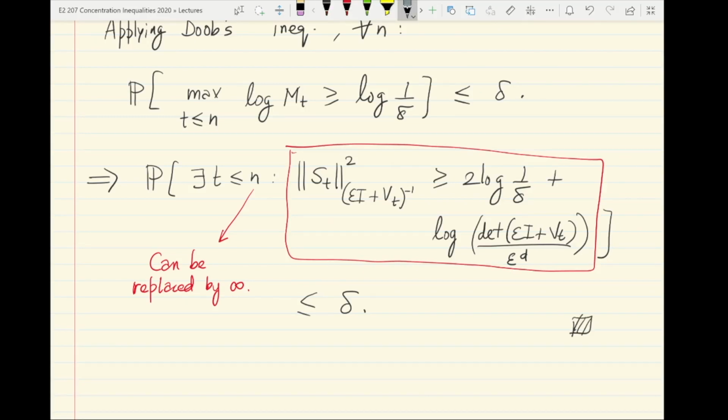You get this order log 1 by delta term, and you get this order d log t term as a uniform fluctuation for the self normalized quantity ST, with matrix weighted norm with epsilon I plus Vt the whole inverse, which is roughly a Vt inverse normalization of ST.